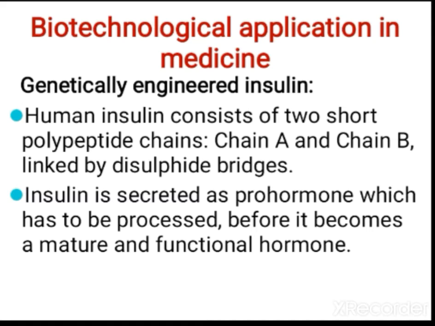First let us study genetically engineered insulin. Before that, let us study the structure of human insulin. Human insulin has two short polypeptide chains, chain A and chain B, linked by disulfide bridges. Insulin is secreted as a prohormone, which means an inactive form, and it has to be processed so that it becomes a mature and functional hormone.